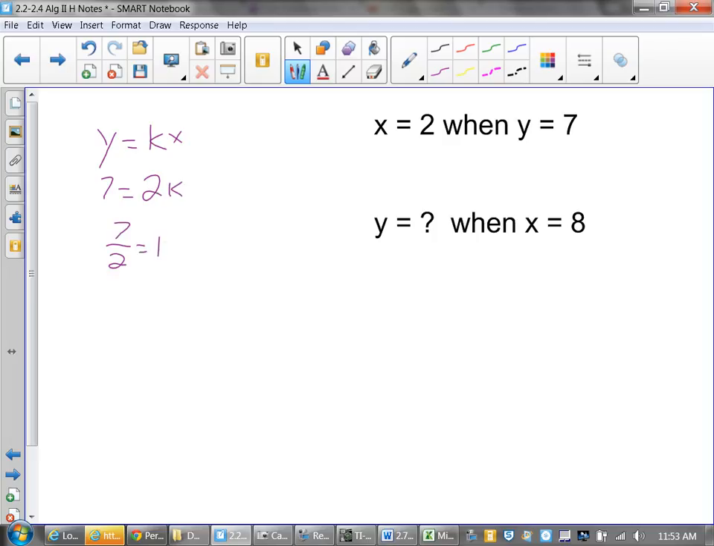k is 7 halves. And is it all right to have a fraction for that? Yeah. It's the same idea as a slope, up 7 over 2, up 7 over 2. You reuse it again. That value of y is equal to 7 over 2 times 8. And you're done.